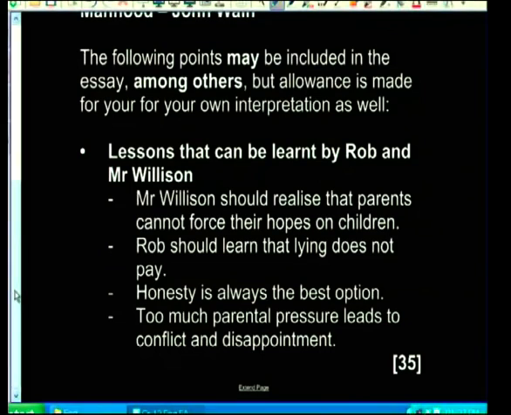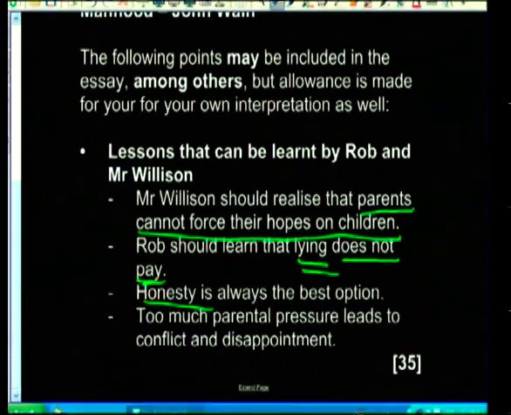Welcome back, everyone. I would now like to conclude this essay. Let's look at some of the lessons that can be learned by Rob and Mr. Wilson. Mr. Wilson should realize that parents cannot force their hopes on children. You've got to stress that point. The next lesson that we can learn here is that Rob should learn that lying does not pay. That's one of the important lessons to be learned. And linked to that, honesty is always the best option.